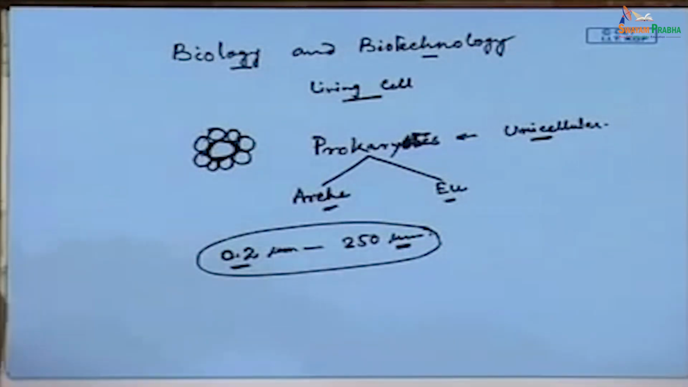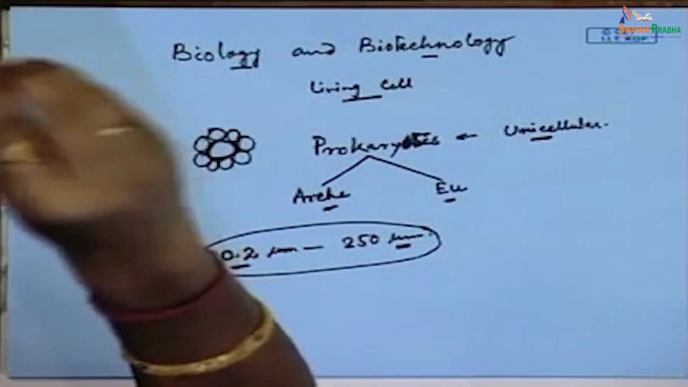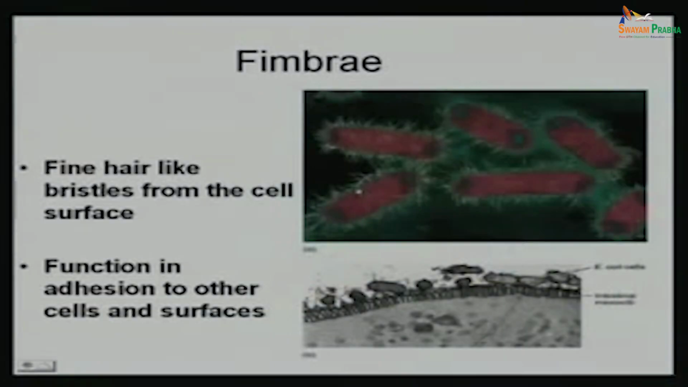So, when we say any bacterial colony, n number of such micro creatures are there. They are associated with each other with the help of this fine hair-like structure.